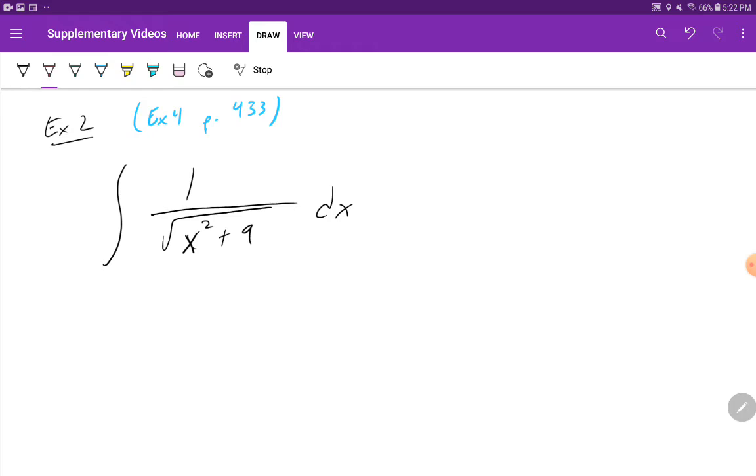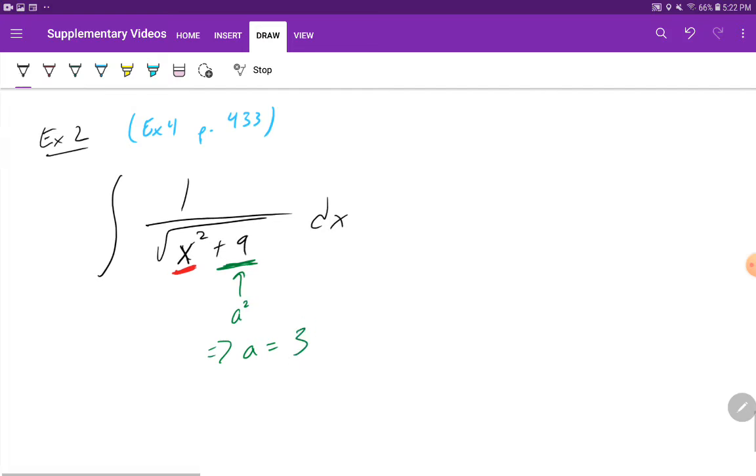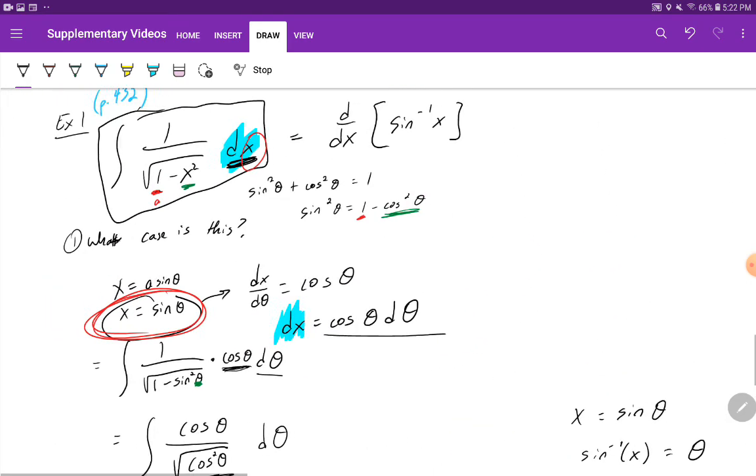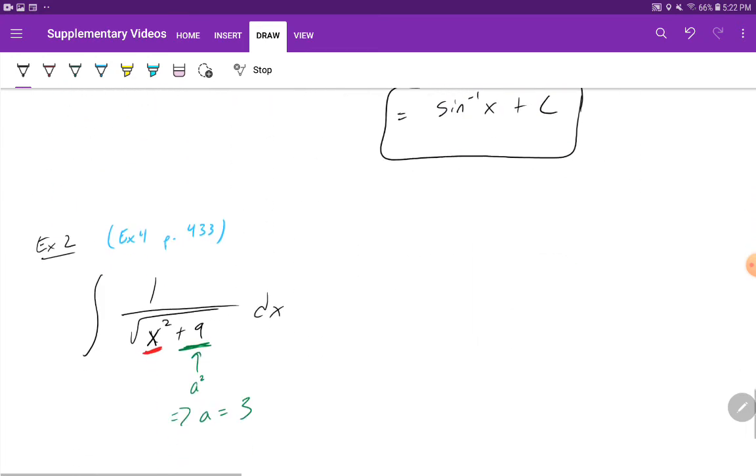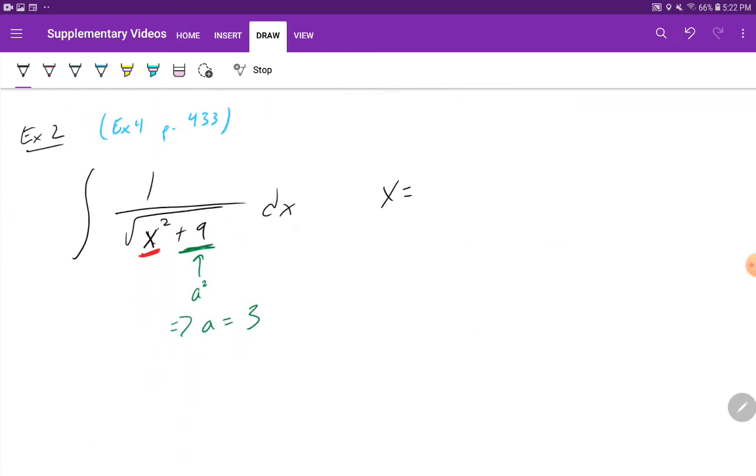If you guys see here, I have x squared plus a squared, right? If 9 is a squared, then this implies that a is equal to 3. So this actually is going to work out, right? And I wrote it up here already, somewhere. Yeah, it's the second case, right? For this problem, we're going to let x equal a tan theta, a tangent of theta. And you're going to see why, because once again, it follows the tangent squared theta plus 1 is equal to secant squared. But you're going to see that very soon, right?